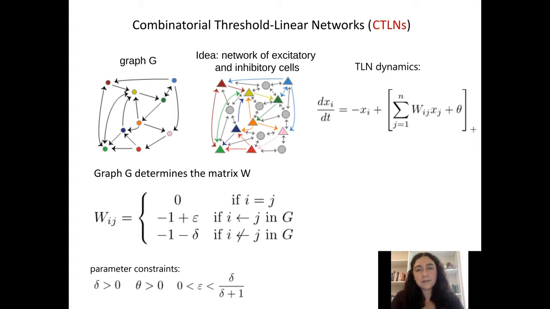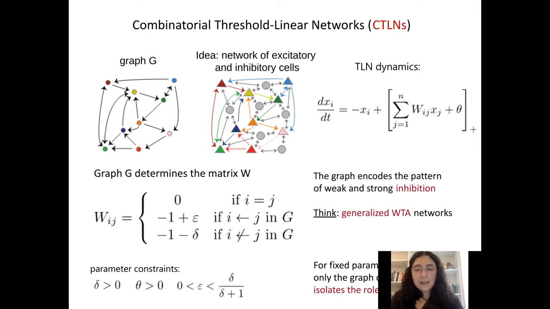So basically what you have is an inhibitory network where you have 2 kinds of inhibition: strong inhibition and weak inhibition. And that pattern of strong and weak inhibition is really what's governing the dynamics. It's really going to shape the attractors. So we can think of this as a generalized winner-take-all network with this pattern of strong and weak inhibition. For fixed parameters, so a fixed choice of epsilon, delta, and theta, which is an external input to the network, the differences in dynamics are purely due to differences in the graph structure. So this really is a way to isolate the role of connectivity in generating these internally generated dynamics.